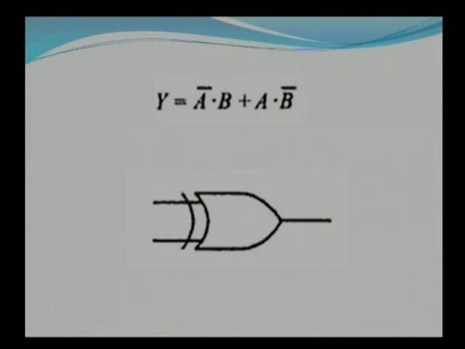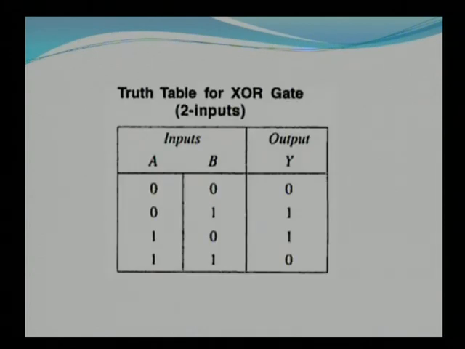See, this is the equation for the XOR gate: Y equals A bar B plus A B bar. Here is the symbol for the XOR gate. This is the truth table for the XOR gate: 0 0 0, 0 1 1, 1 0 1, 1 1 0. But remember one line: if an odd number of inputs are 1, the output is 1. In XOR gate, odd number of ones at the input side gives output 1, nothing else. Even number of ones at the input side gives output 0.